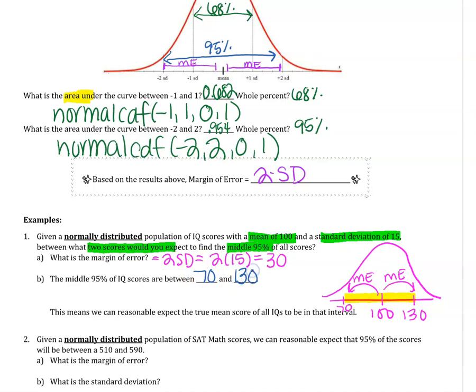So that means if you were to pick another person, you could be reasonably confident that your next person would have an IQ between 70 and 130. And you can be reasonably confident that if you were to find the true average of everybody's IQ score, it would be somewhere between a 70 and a 130.